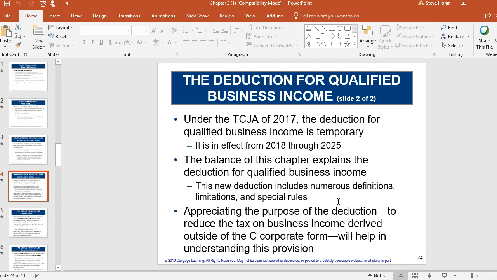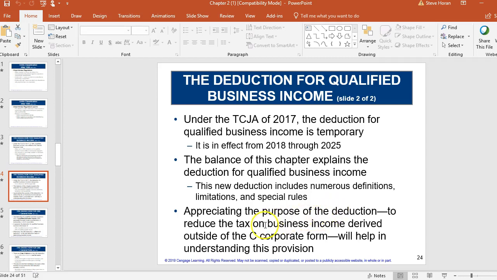It's temporary. Now this is only good until 2025. So this was not a permanent provision. All the political ramifications of that we can worry about later. But for the next 7 years it's there. So it is 100% going to be there until 2025 unless Congress renews it between now and 2025. So we'll see. Okay. So just want you to be aware of that.